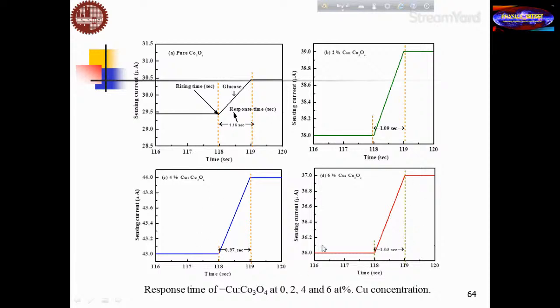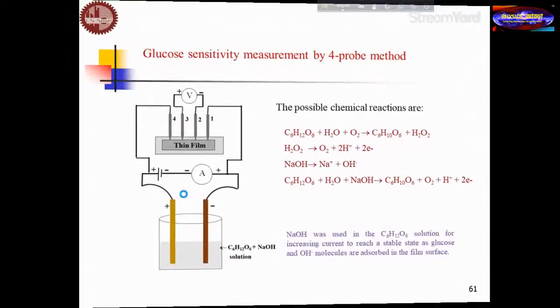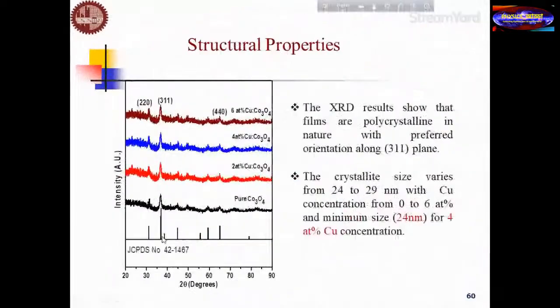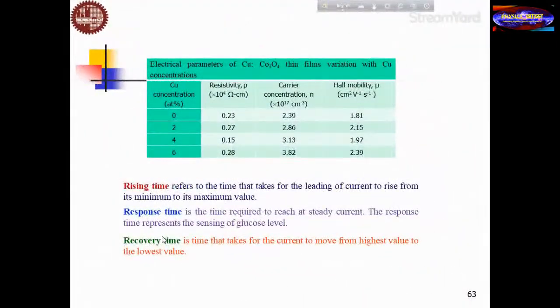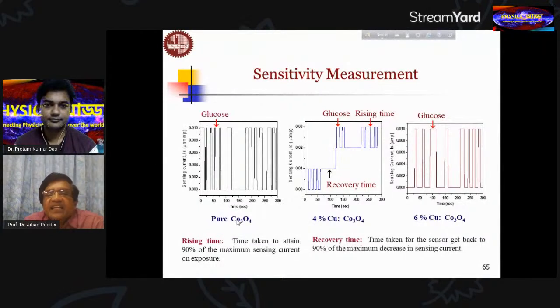Out of these 4 data, the minimum response time is 0.97 for the 4% deposition. If you look at the 4% films, definitely you can see better film characteristics. The surface area is larger, so they can absorb more. These data are from our lab, where we are still working, and it is in progress to make the final data. All these data, the recovery time and glucose response time, we got.